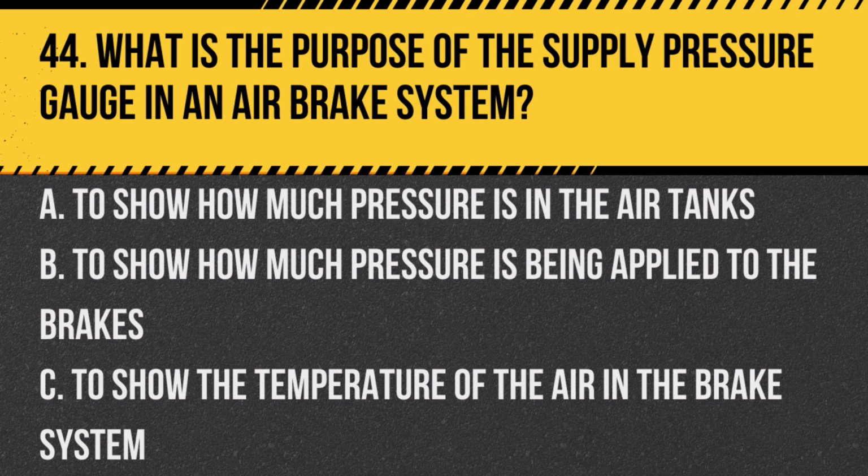Question 44. What is the purpose of the supply pressure gauge in an air brake system? A. To show how much pressure is in the air tanks. B. To show how much pressure is being applied to the brakes. C. To show the temperature of the air in the brake system. Answer: A. To show how much pressure is in the air tanks. This gauge lets the driver know how much pressure is available for braking.